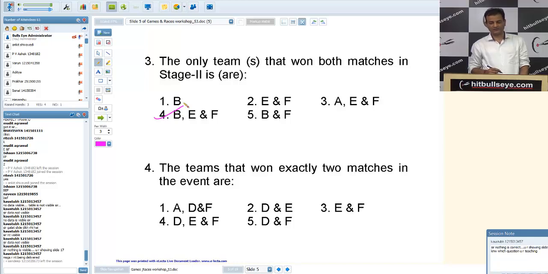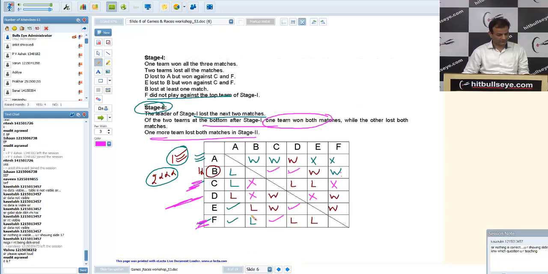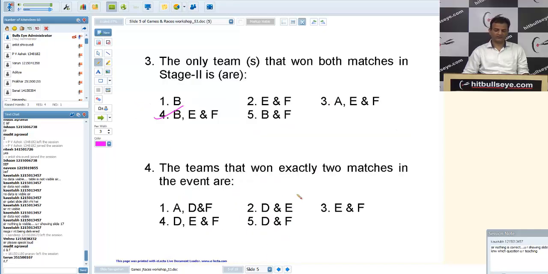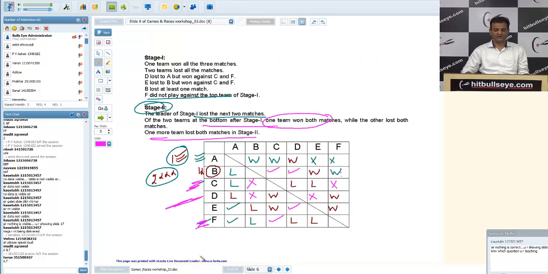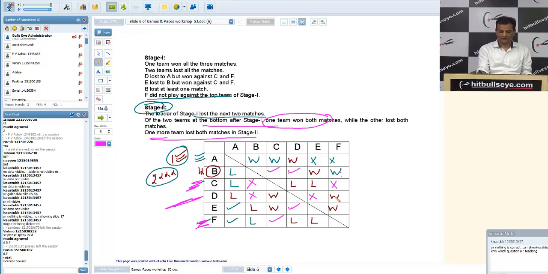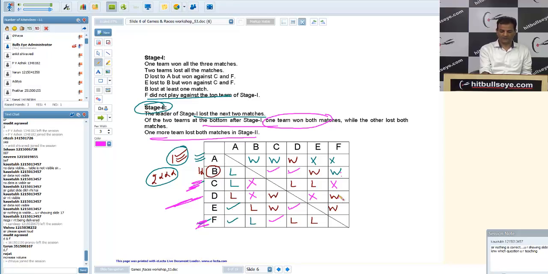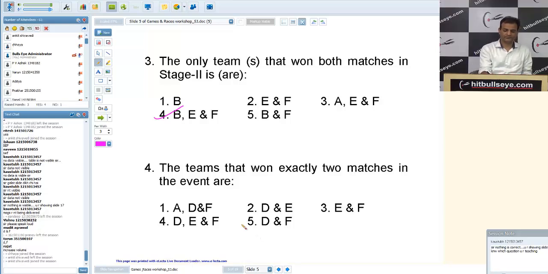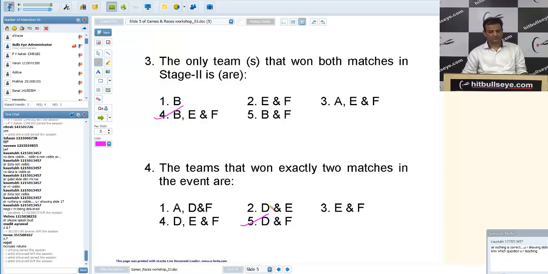The teams that won exactly 2 matches in the events are... teams that won exactly 2 matches. So exactly 2 matches won is these, D and F. So D and F are the 2 teams. So the answer should be the 5th option. Clear, students?